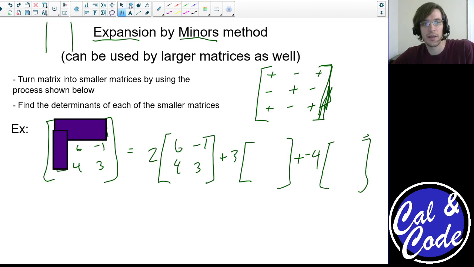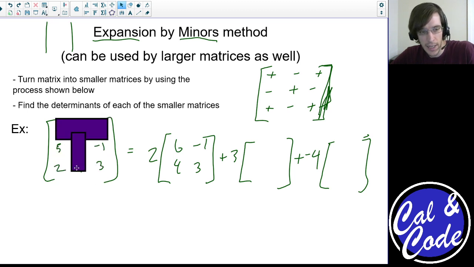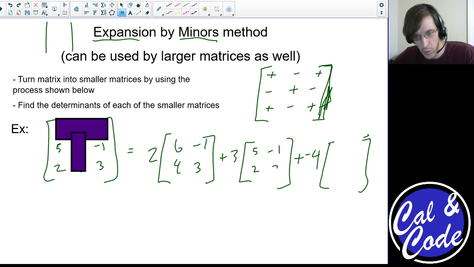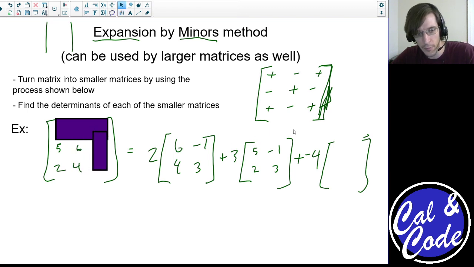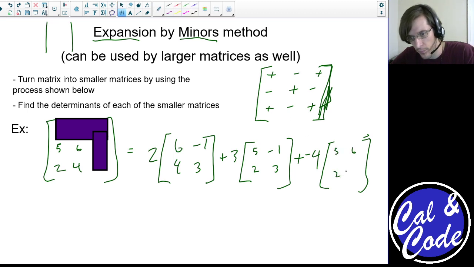How do I find out what goes in the 3 matrix? Well, in the 3 matrix, I'm covering up my -3 column, and I'm covering up the row that was my anchor row, and I'm putting in what's left. In this case, that is 5, -1, 2, 3. And then lastly, to do the one with the -4, I cover up the -4 column and row, and I'm left with 5, 6, 2, 4. Now, to finalize this, we find the determinant of each of these 2x2 matrices, multiply them by the number that's out in front, and then sum all of this up.